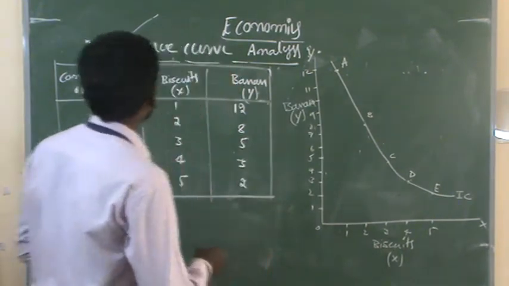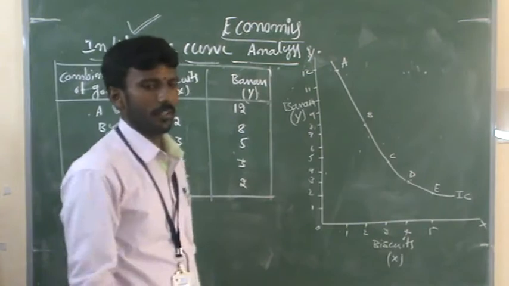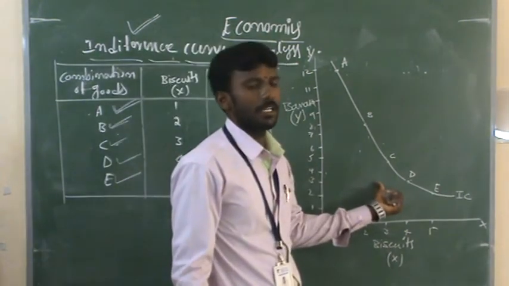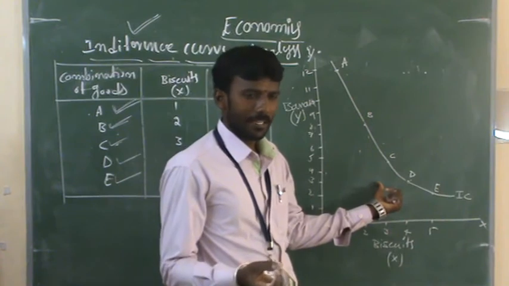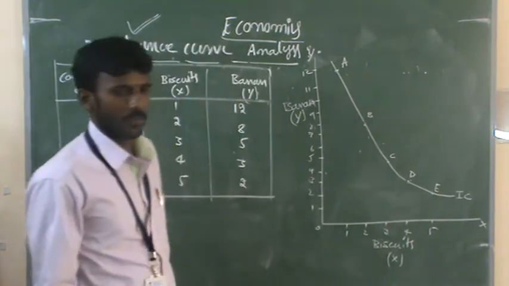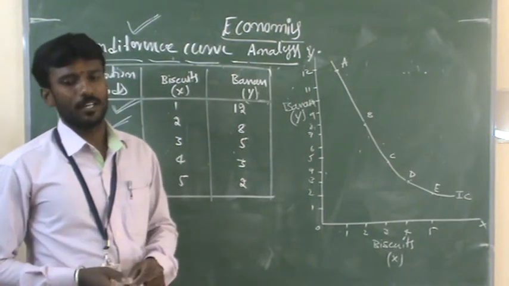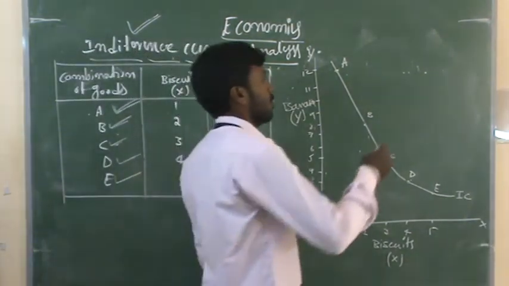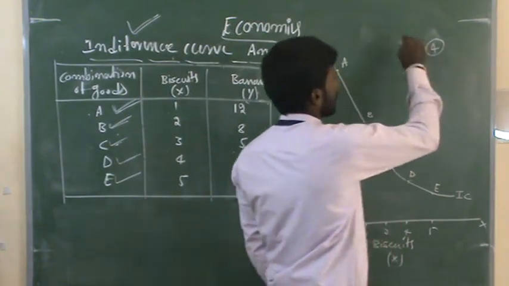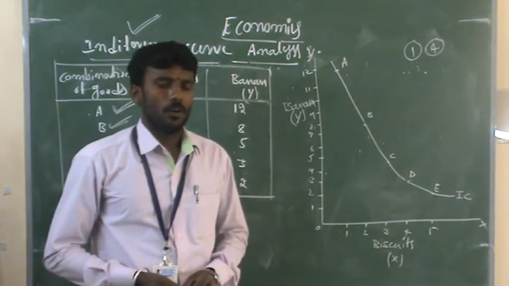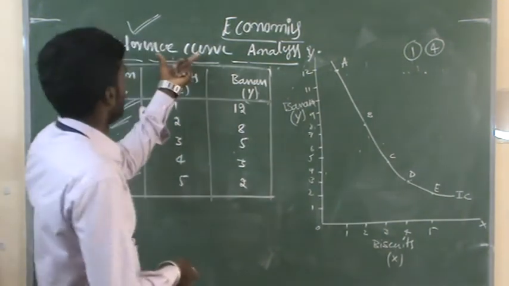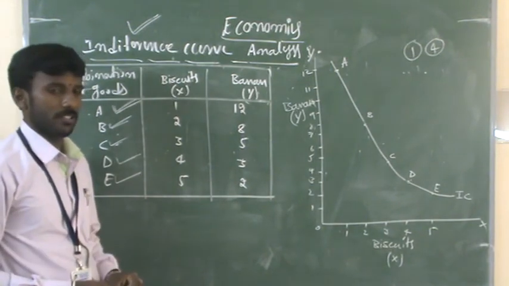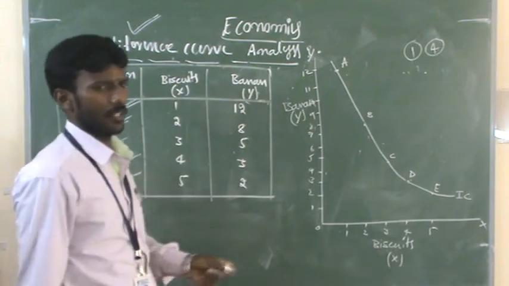So this is the concept of the indifference curve, through the introduction, the meaning, the table, and finally the diagram explanation. See, this is also important from the examination point of view, one mark and maybe 4 marks question. The 1 mark question: what is the meaning of an indifference curve? Define indifference curve. Two meanings will be there; you have to write any one, you will get 1 mark.